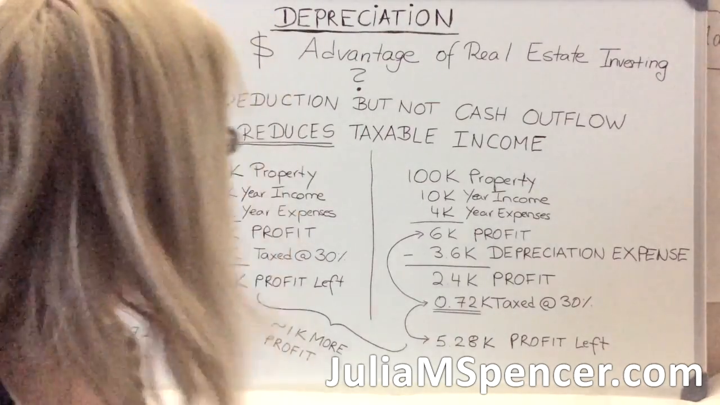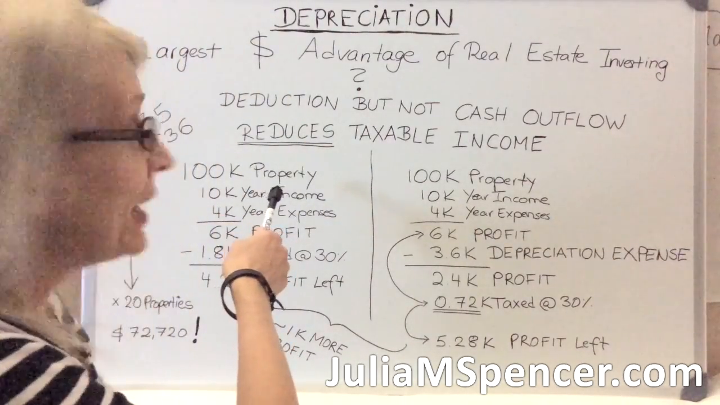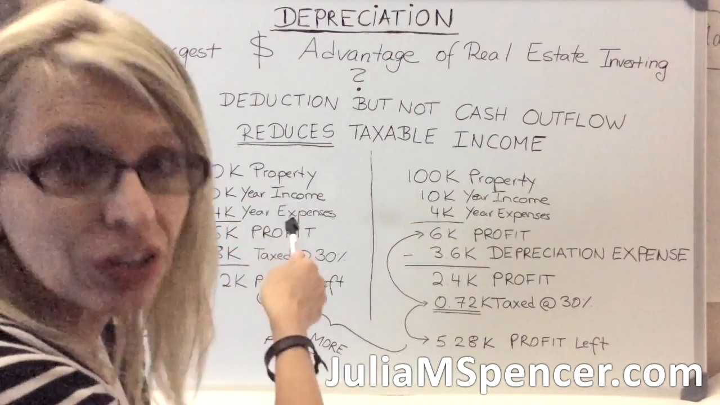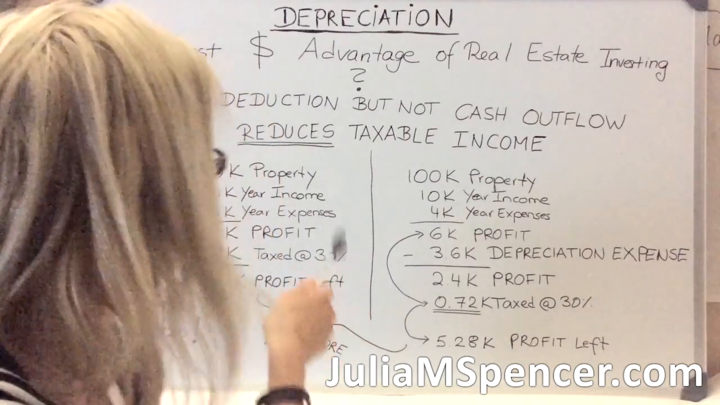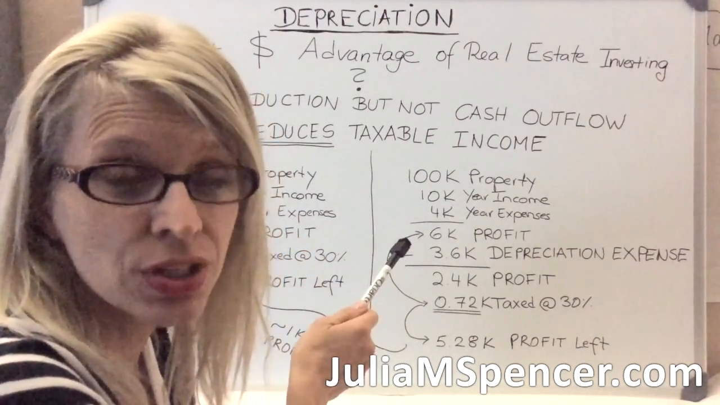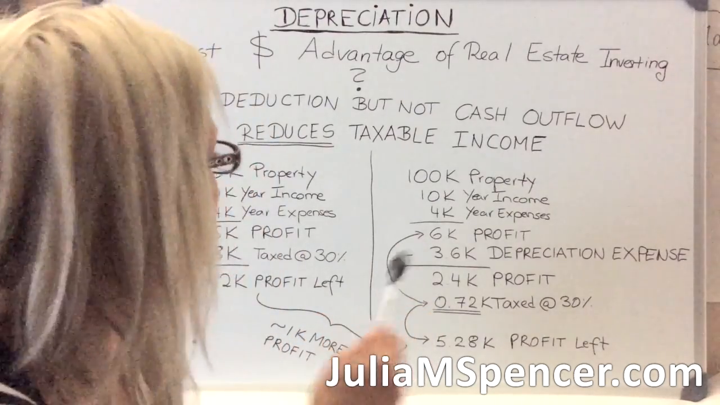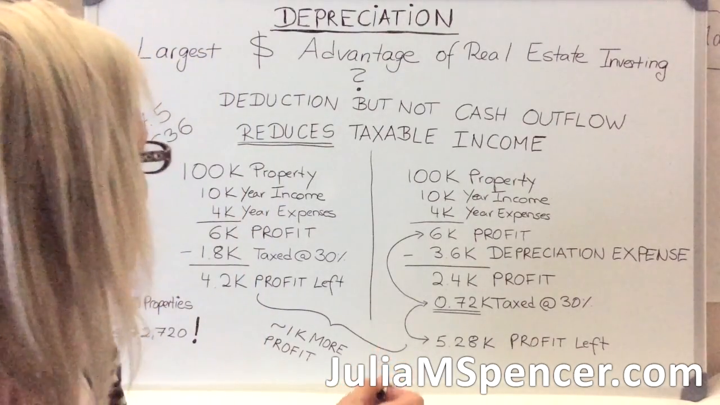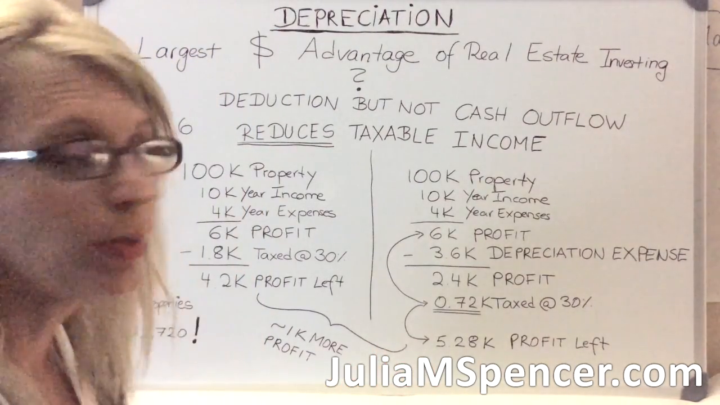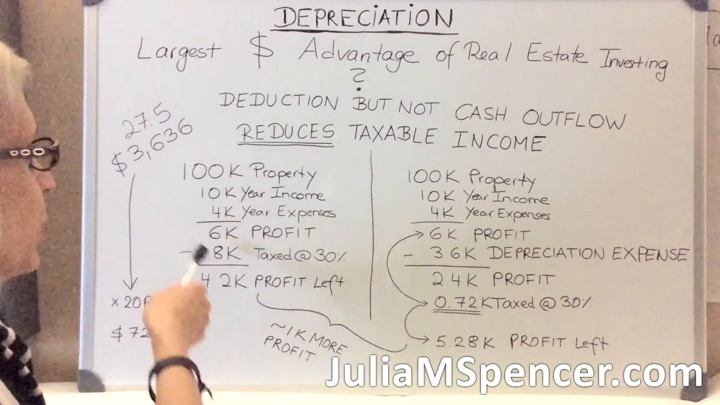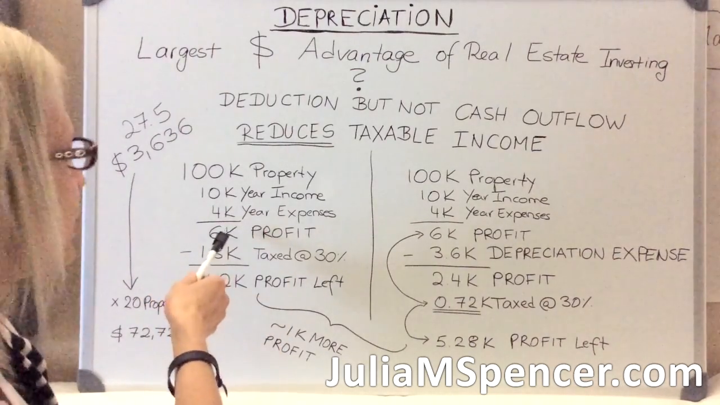Let's say we have a $100,000 property, and the income that property generates is $10,000 per year. Let's assume that $100,000 property generates $1,000 every month in rent, and it's vacant for 2 months out of the year. And basically, your expenses for that particular property are $4,000 per year. That leaves you with a profit of $6,000 per year.